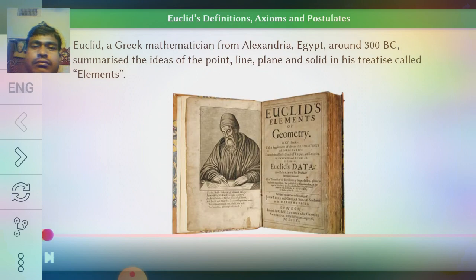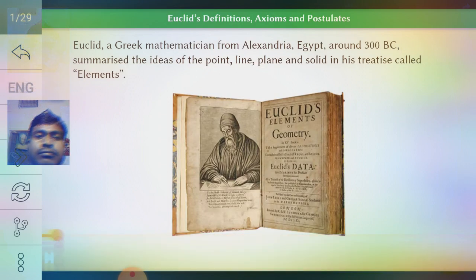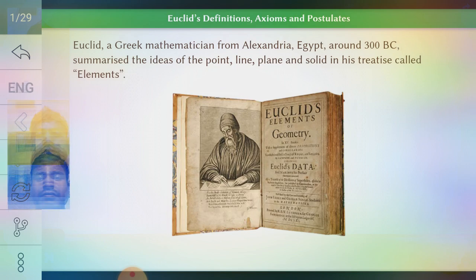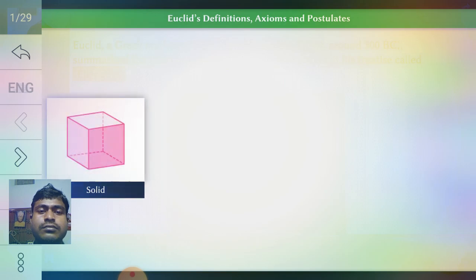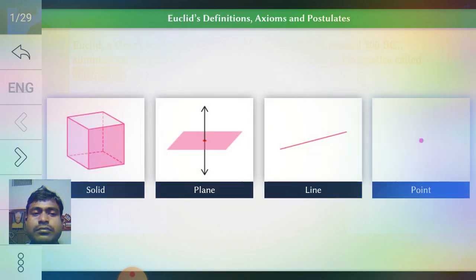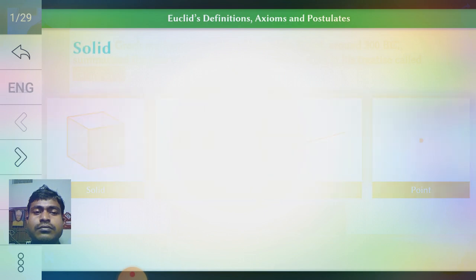Euclid, a Greek mathematician from Alexandria, Egypt, around 3 BC, summarized the ideas of the point, line, plane, and solid in his treatise called Elements. You have been working with the solid, plane, line, and point. Now let's see how they are defined.